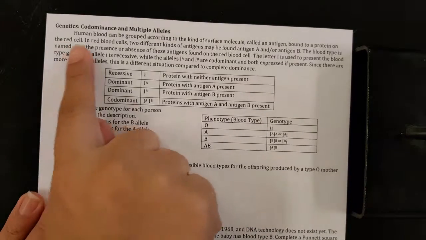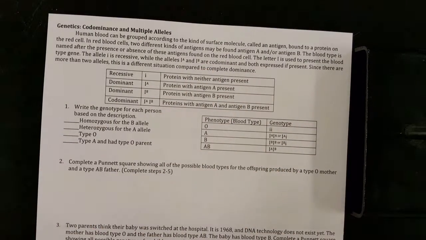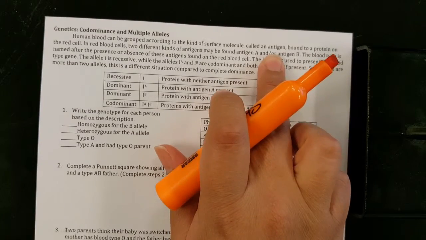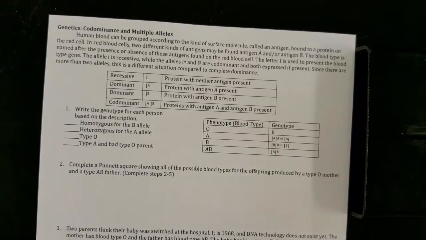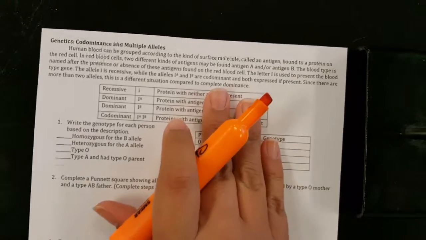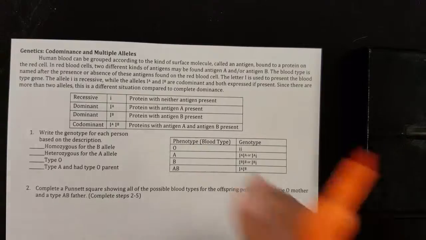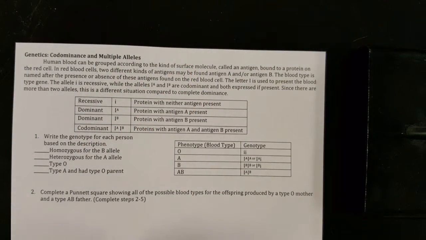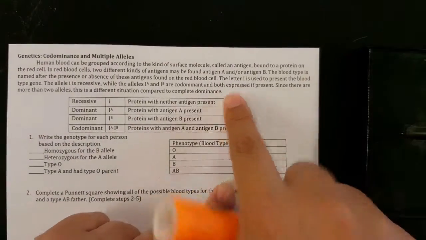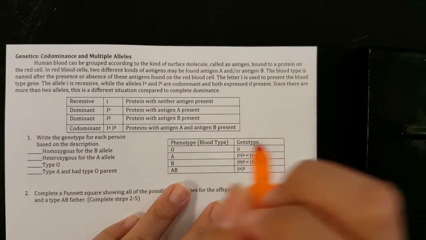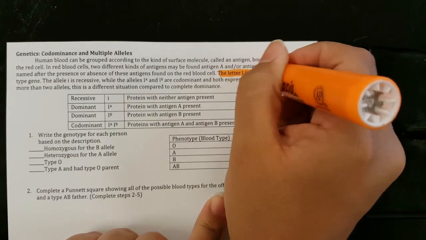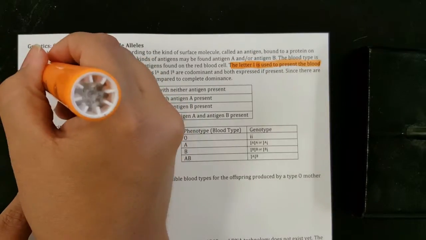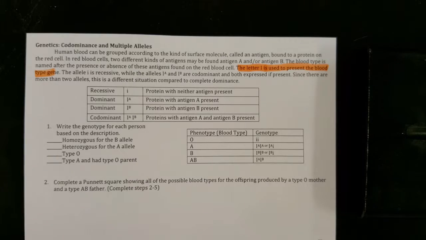So if you go through this top paragraph, it gives you lots of important information, such as background information about the antigens, which is what determines that A and B, again, your blood type. But I want to focus on the important stuff for Punnett squares. Please make sure that you go back and read this information on your own. The most important thing to take out of this for the sake of Punnett squares is what letters you're going to be using. So right here it says the letter I is used to represent the blood type gene. So we're focusing on the letter I.